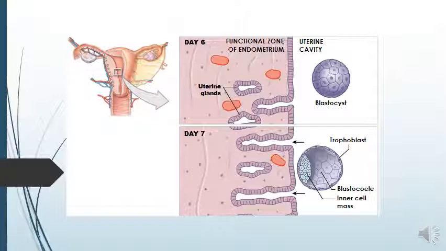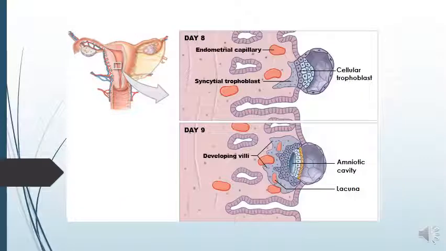The next two slides show you days 6 and 7, and then you'll see 8 and 9, and this process is showing you how the implantation process works. And this is the second part, which is days 8 and 9. You can see the cellular trophoblast. You can start to see the amniotic cavity.